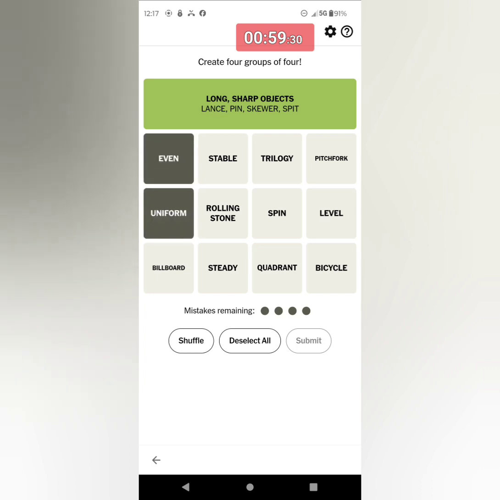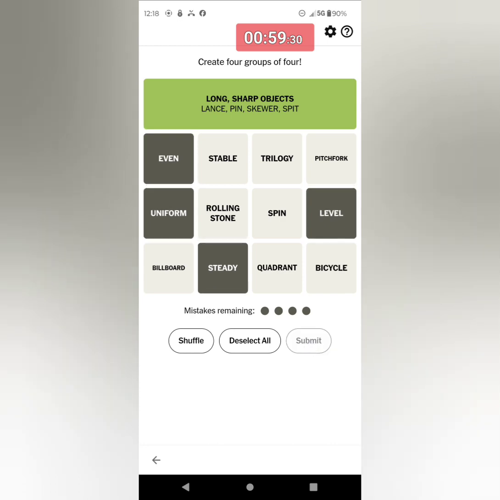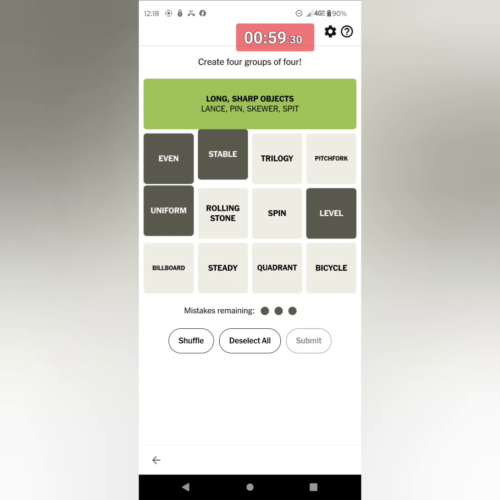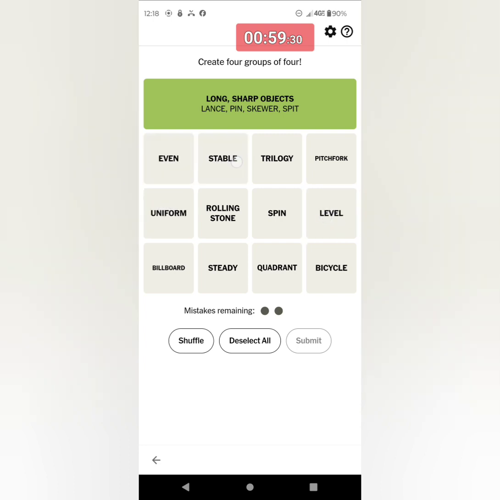I'm gonna go with even, uniform, level, and steady. One away. Oops. So, even, uniform, level. Could be stable, so steady. Nope. The other thing I was thinking was pitchfork, trilogy. They both have threes in it. But then I couldn't find anything else.